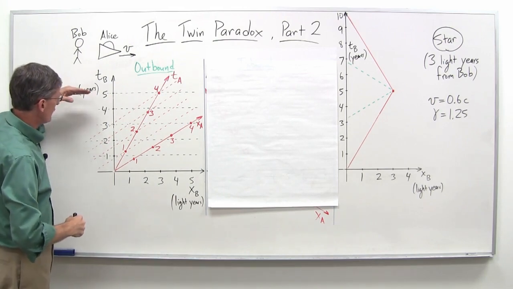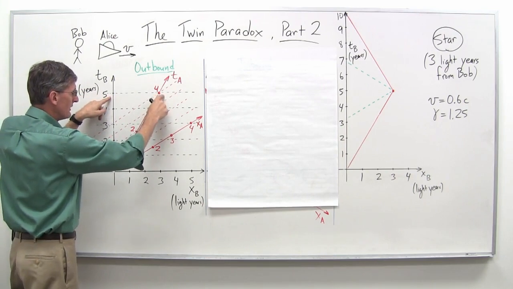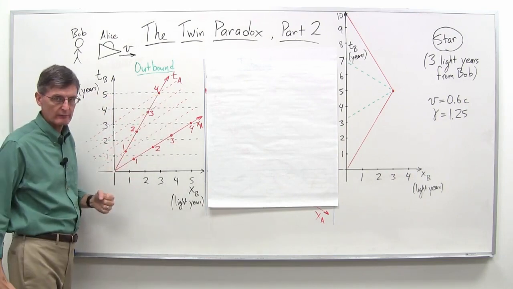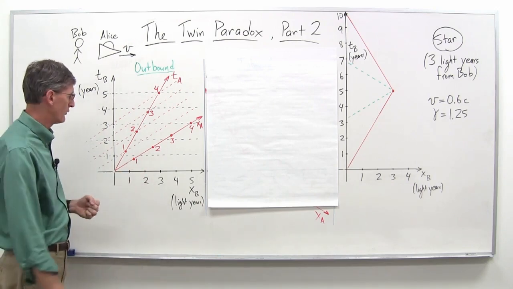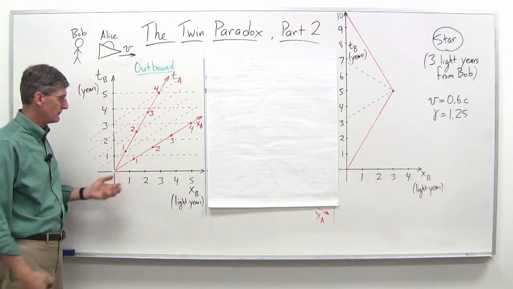And so we can see when he gets up to 5 years, Alice's clock on that line of simultaneity is only at 4 years. And of course, it's because they're using different lines of simultaneity. Simultaneity is relative, as we've said many times before. So we can understand that from our space-time diagram here.